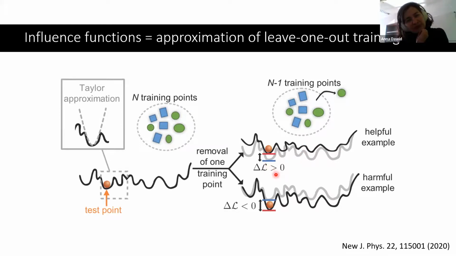And with this slightly different model, you now make a prediction on your test point. This prediction can go three ways. The prediction may have gotten worse after removal of this training point, so the test loss went higher. It means that the removed training point was a helpful example.